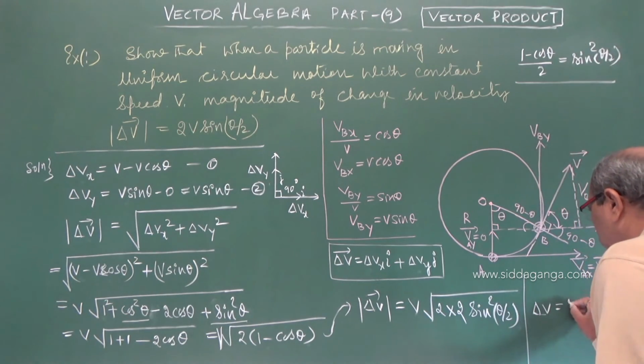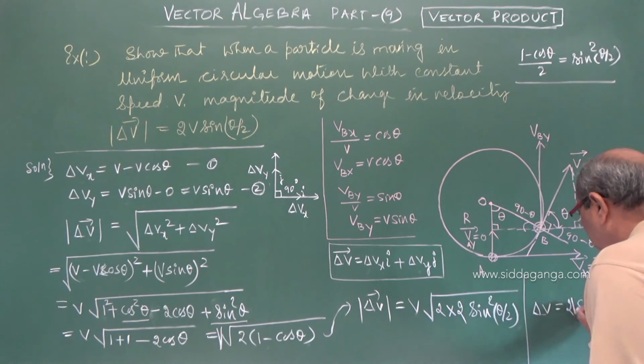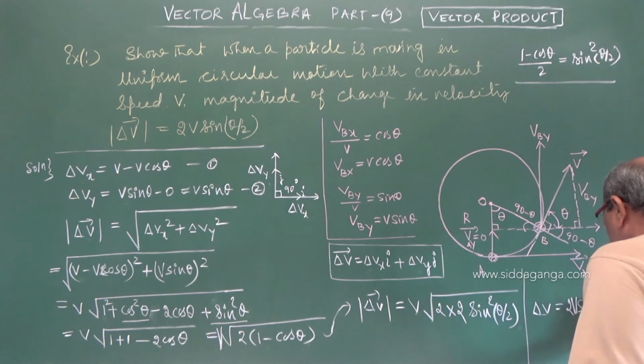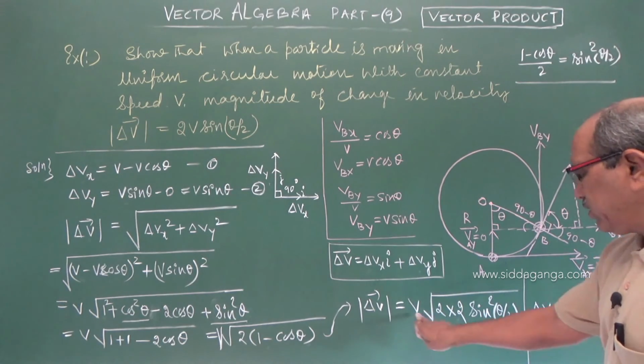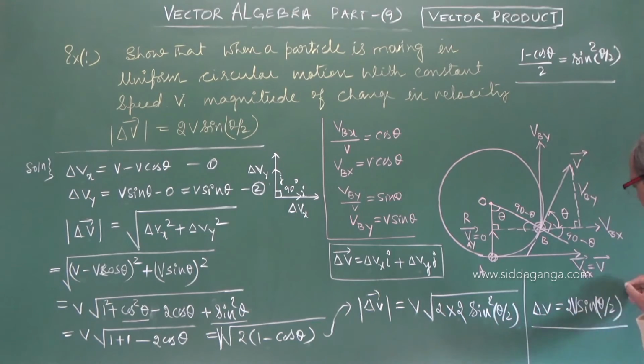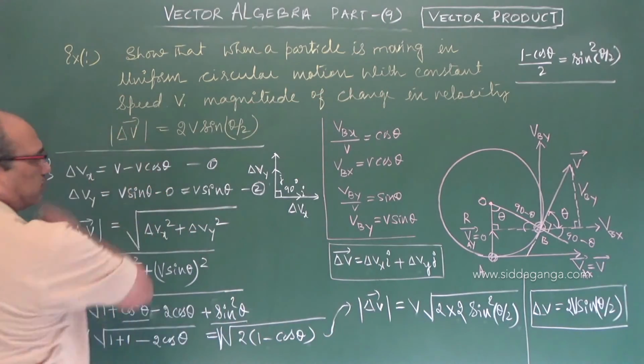Delta V is equal to 2 V sin theta by 2, is the answer. 2 sin theta by 2 V. Hence we got the answer that is asked. That is what they asked us to show.